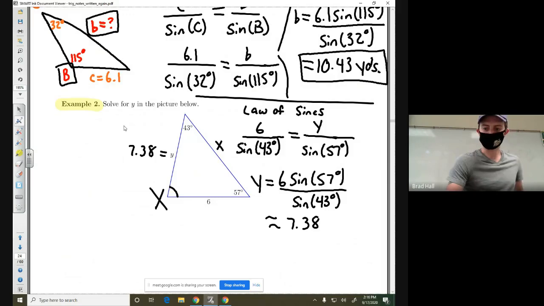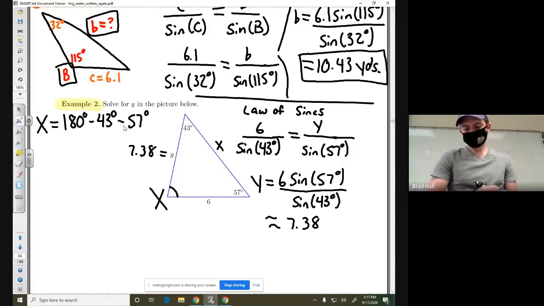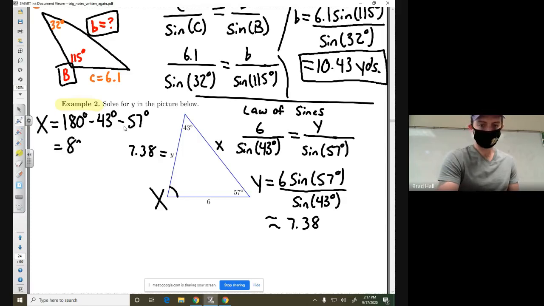So we have to figure out one of these values here, and I think one of them is much easier to figure out than the other. The angle, we can figure out really quickly. When you have two angles, the third angle is really easy to find. So let me write this up here. We know 180 is what all the angles add to. We subtract off 43 degrees, and then we subtract off 57 degrees. Cool, 80 degrees.